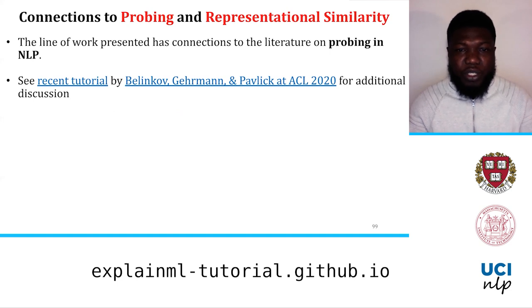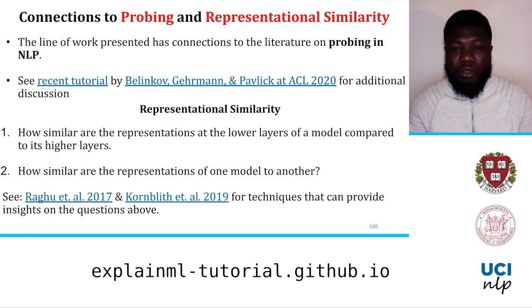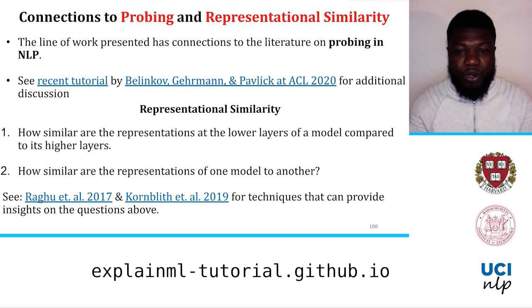So to wrap up our discussion on concept approaches and approaches that use representation methods to provide understanding for deep networks, if you are familiar with the literature on probing in NLP, then some of the descriptions here should be familiar. I'm going to refer you to a recent tutorial by Belinkov, Gehrmann, and Pavlick at ACL this year. Another line of work that's connected is work on representational similarity by Raghu et al. and Kornblith et al. as well. These lines of work are very similar to some of the works we discussed, and you can see this literature for additional details. And so now this ends the discussion of representational methods.